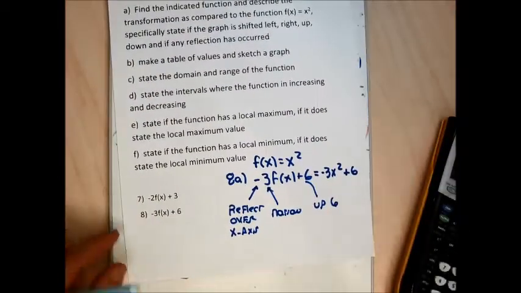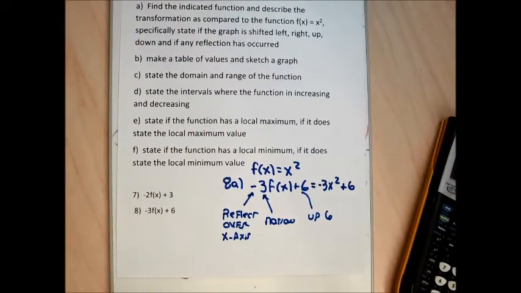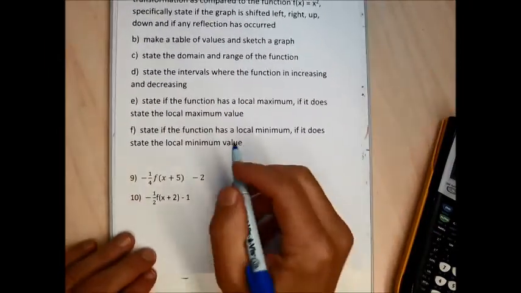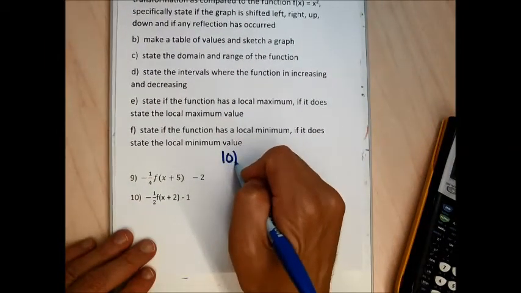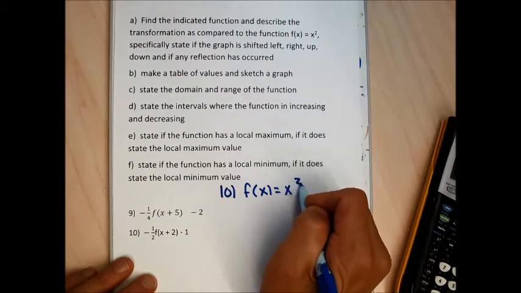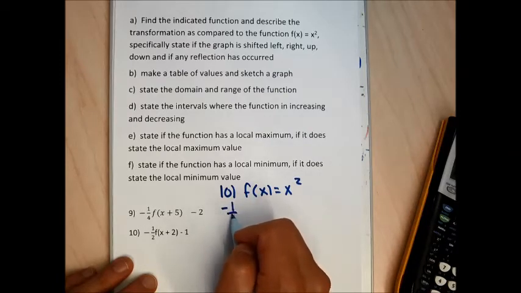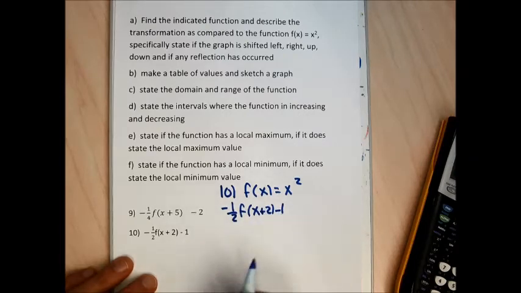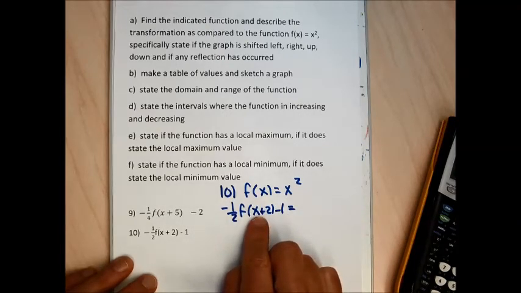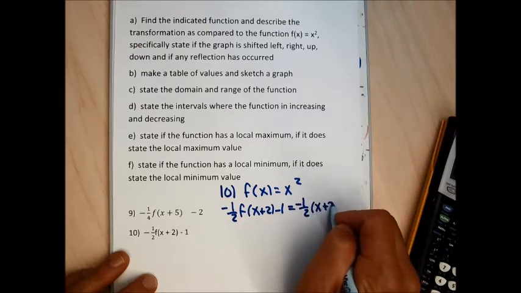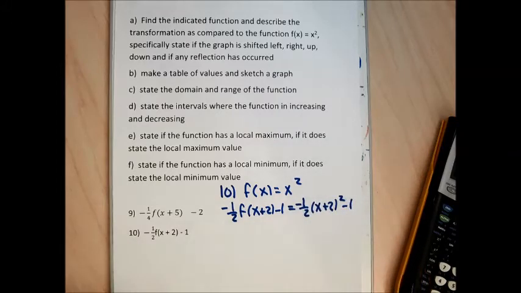All right, so give problem 7 a go. And I'll move on and do problem 10. The original function I'm comparing to all these in the first 12 problems is f of x equal to x squared. I'm asked to find negative 1/2 times f of x plus 2 minus 1. To do this, I need a parentheses because the x plus 2 is in a parentheses. It's going to be negative 1/2 and then x plus 2 squared and then minus 1.